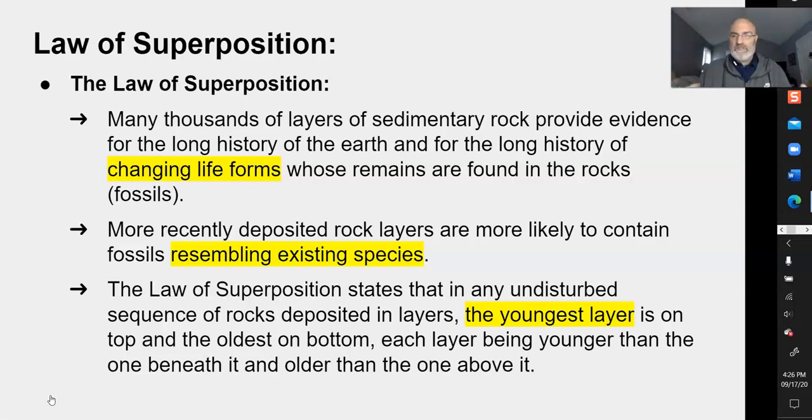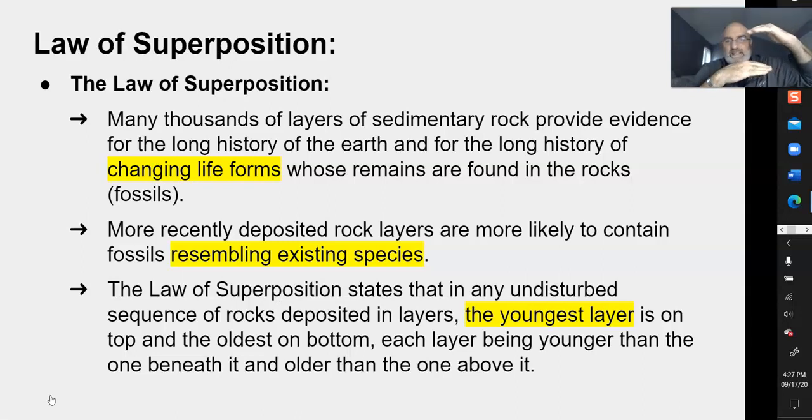The law of superposition says that, generally speaking, sediment is laid down in horizontal layers. Now, you know from an earlier section in this unit that sometimes those layers can be interrupted. But in theory, sediment's always laid down in horizontal layers on top of each other, and it builds up over time. And we can have thousands of layers of sediment in areas. Now, what's cool is we also know that the sediment that is at the bottom is older than the sediment that is on the top.